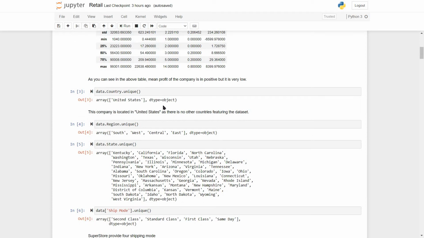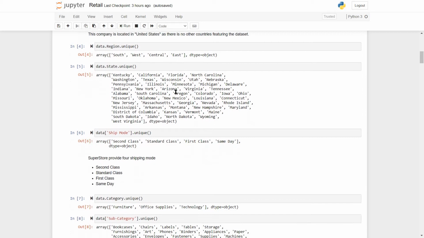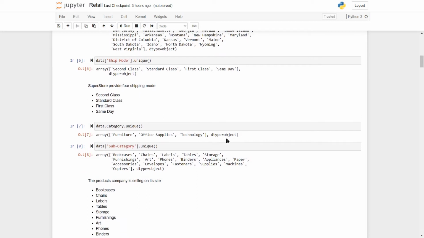If we check how many countries this company is working in, we only get the name of United States. So we assume that this company is located in the United States. It is available in the Southwest, Central, and East, not in the North. Okay, so the state names are here, and the SuperStore provides 4 shipping modes: second class, standard class, first class, and same day. Same day would cost more, I guess.